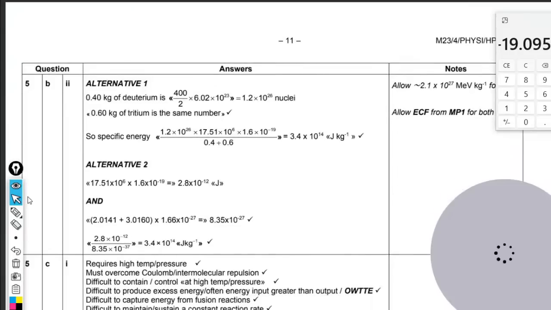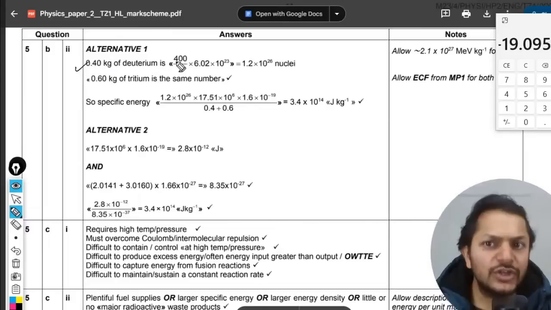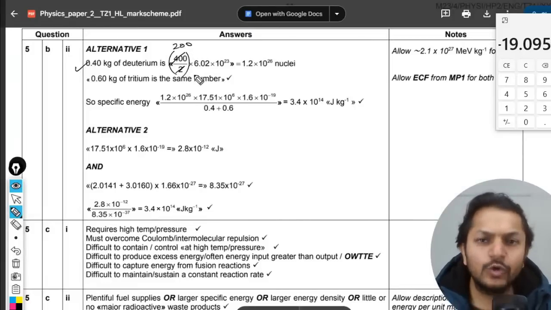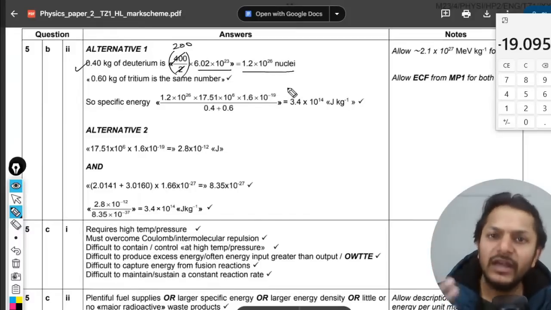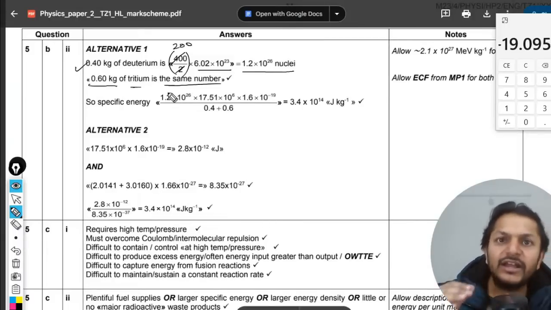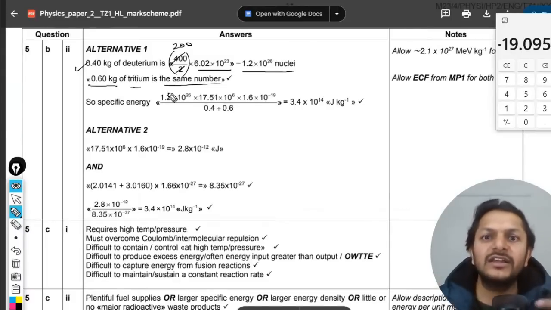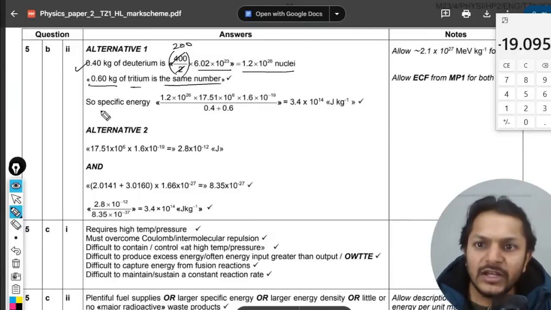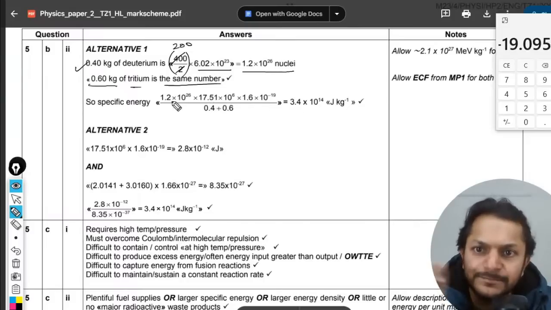Okay, so they have done the same thing. You see, 0.4 kg of deuterium is this, so it's 0.4 in grams divided by molar mass. This is the number of moles, 200. 200 moles multiplied by Avogadro number is the number of nuclei present in the sample. 0.6 tritium is of the same number. So they are equal to each other, and they are reacting and fusing together. They are creating 200 moles of helium. So the energy produced by one is given. So this is the total energy.